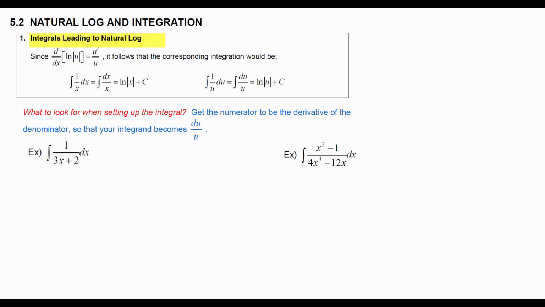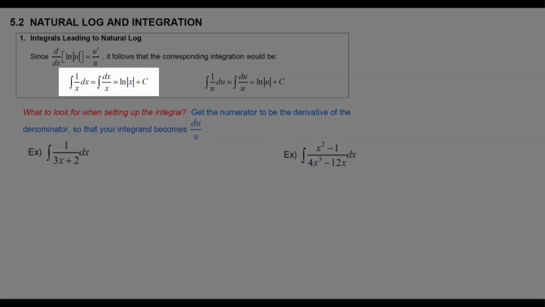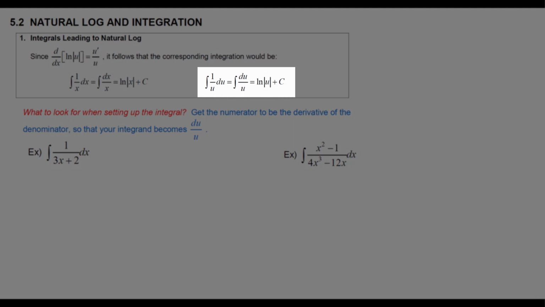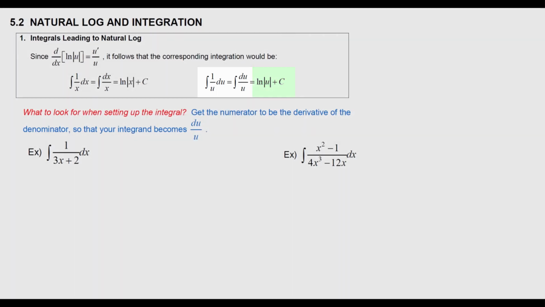Integrals leading to natural log. Since the derivative of ln absolute value of u was u prime over u, it follows that the corresponding integration would be: the integral of 1 over x dx is equal to ln absolute value of x plus c. The integral of 1 over u du is then ln of absolute value of u plus c.